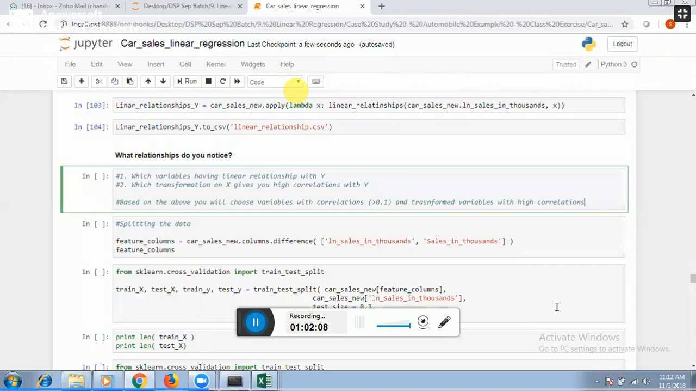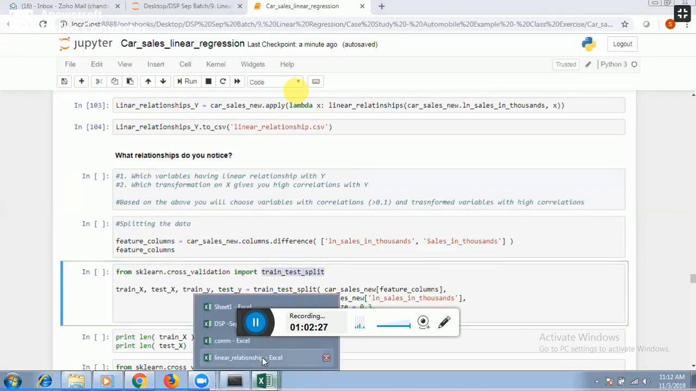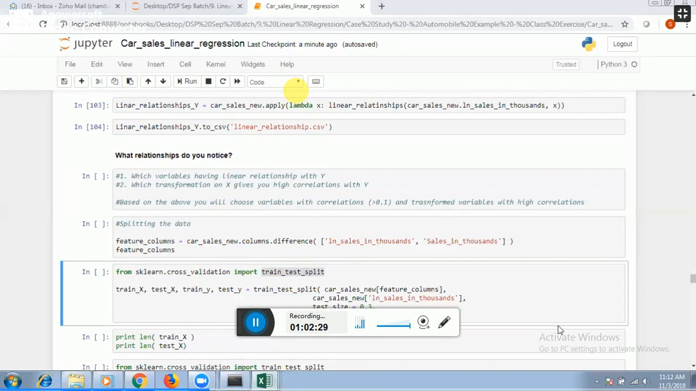Okay, so now once I have the data, what is the next thing I need to do? Split the data into train and test. How will you split the data into train and test? This is the place, in a train test split, you have options. Here we have two types of splitting. So let me explain that.